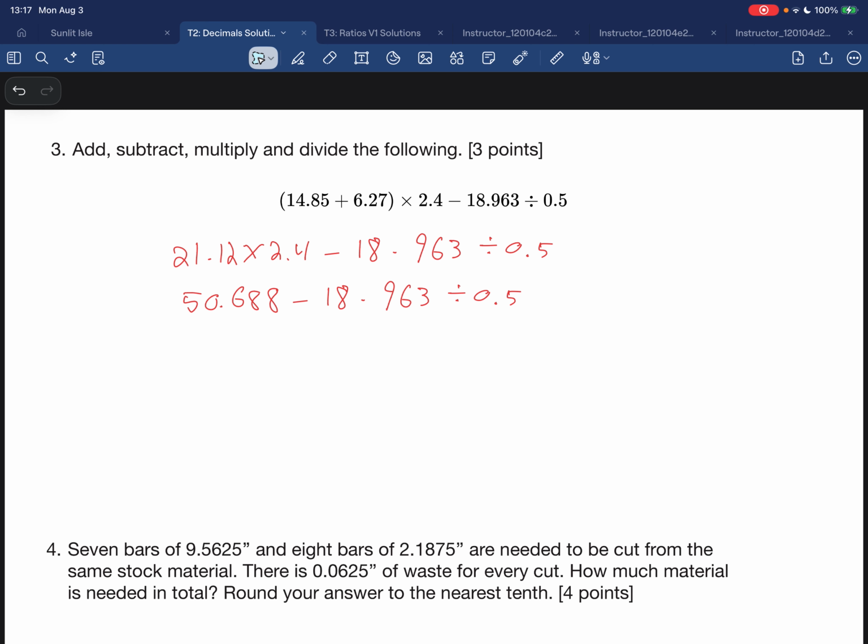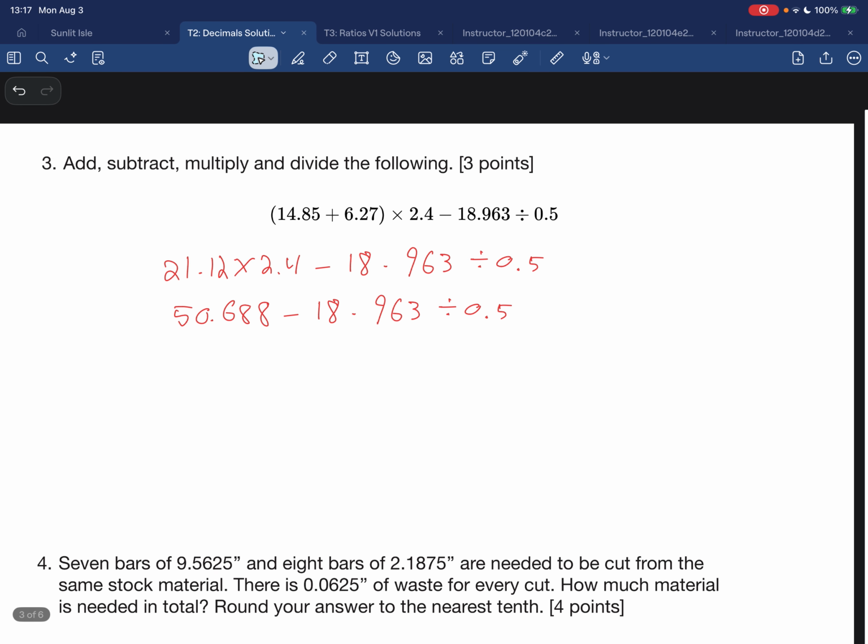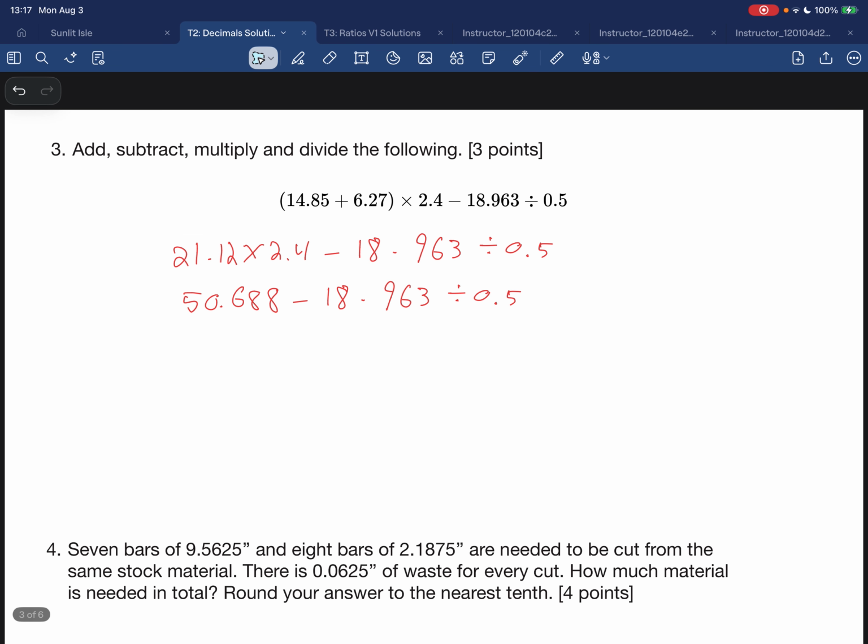Okay. So now we have the step where most people made a mistake. Most people went ahead and did the subtraction first because it comes first in the order here. However, that is not what our order of operations tells us. Our order of operations tells us we must do all division and multiplication before any subtraction or addition. So in this case, we have to do the division first.